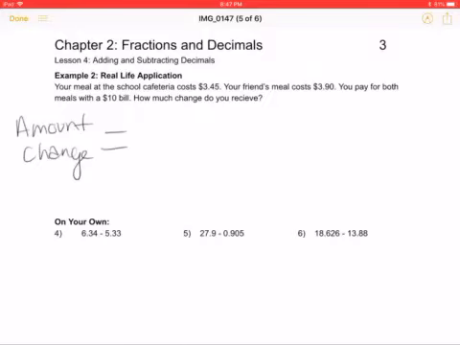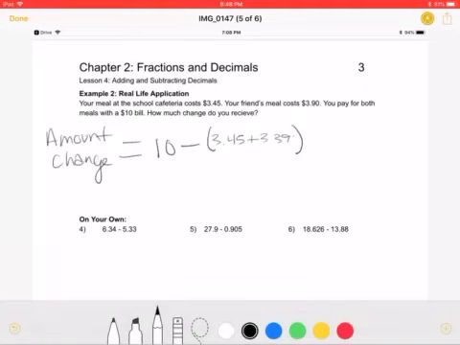So to figure out how much change we get, we're going to have to subtract from what we paid with, that $10 bill, how much the 2 meals cost. So we need to find the total cost of those 2 meals. And remember, from last unit, we learned that total means to add. So we would have to add up the first meal, $3.45, with your friend's meal of $3.90.